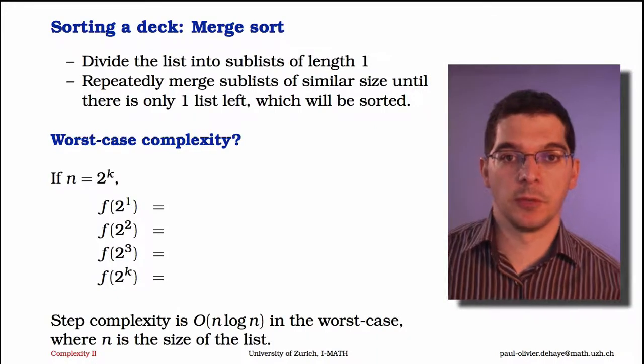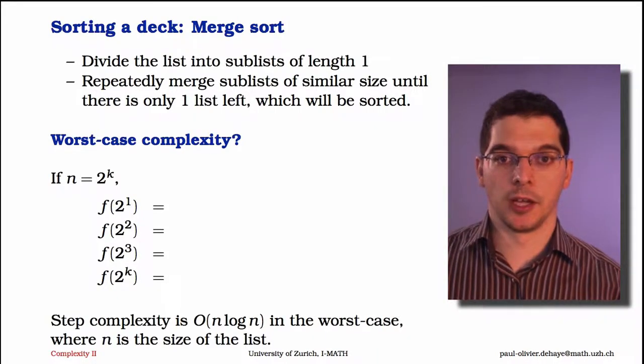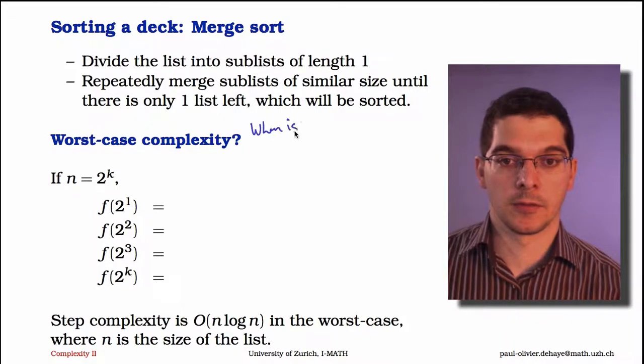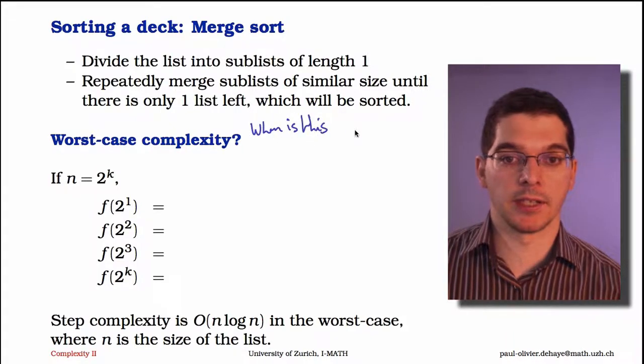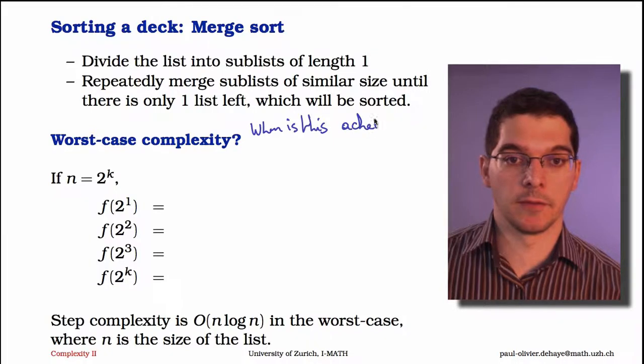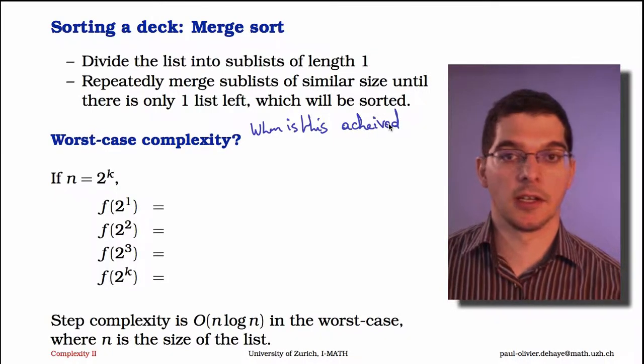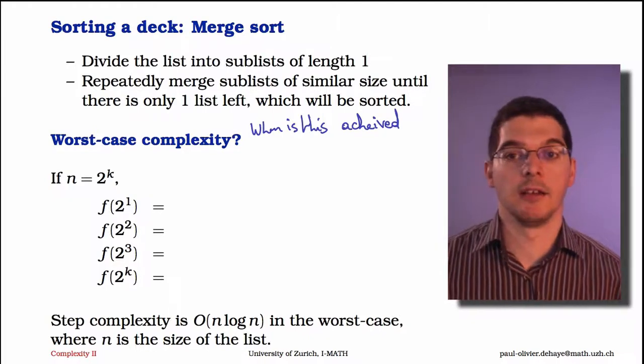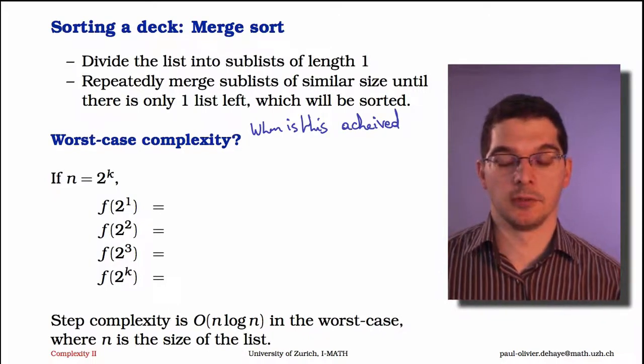So now we compute the worst case complexity for merge sort. And again, you should wonder, when is this achieved? For which input of cards is this worst complexity reached?